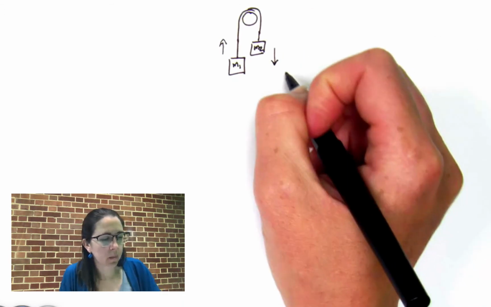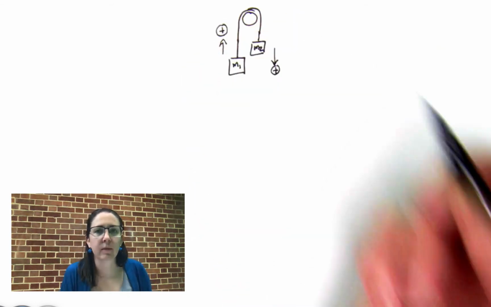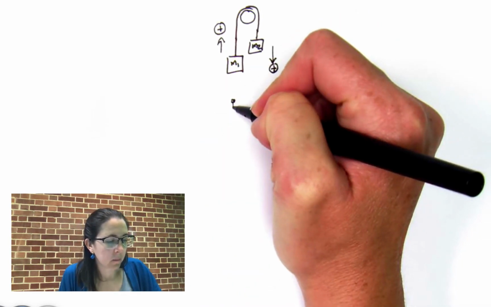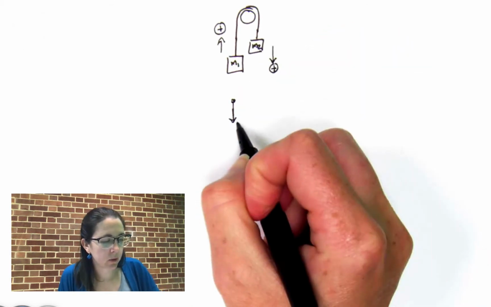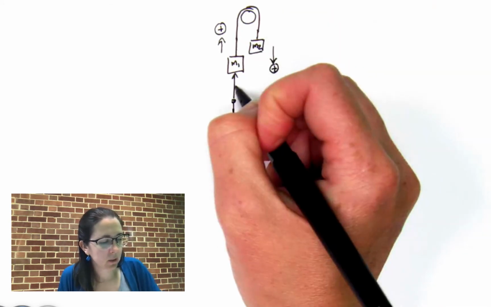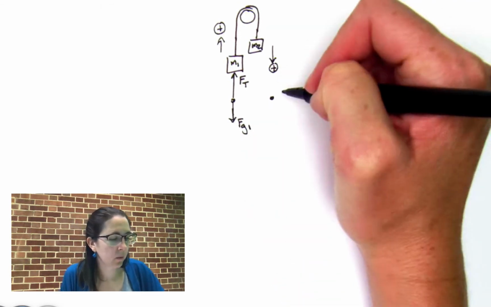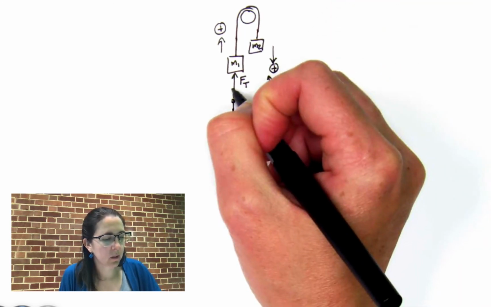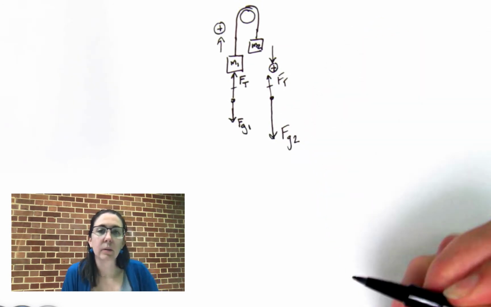So this is going to be the positive direction for mass 2, and this is going to be the positive direction for mass 1. When I draw my free body diagrams, mass 1, since it's accelerating upwards, its upward force will be bigger than its downward force. So here's the force of gravity on 1. The upward force is bigger, and we get the force of tension. And then for mass 2, the downward force is going to be bigger than the upward force. So here we have its force of tension. Remember, these forces of tension are going to be the same. And then we have the force of gravity on 2 pulling downward.